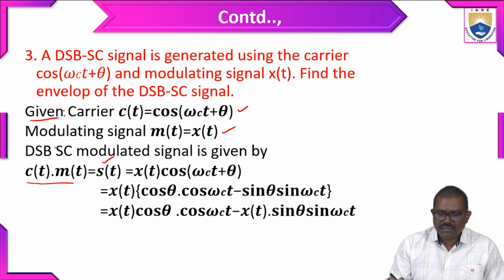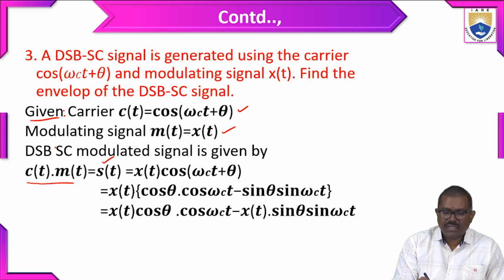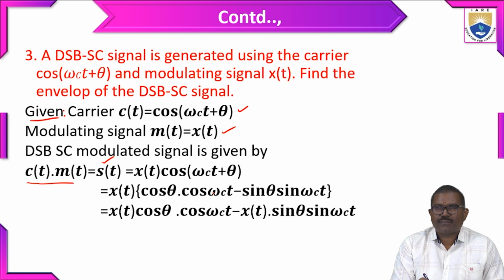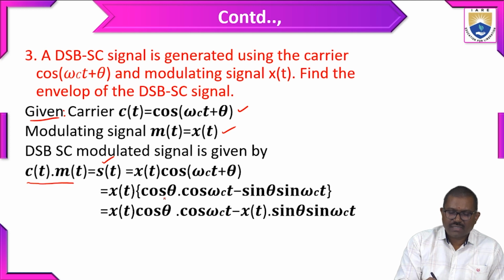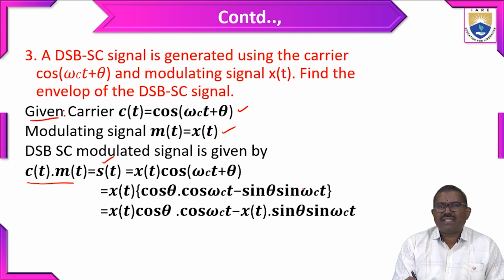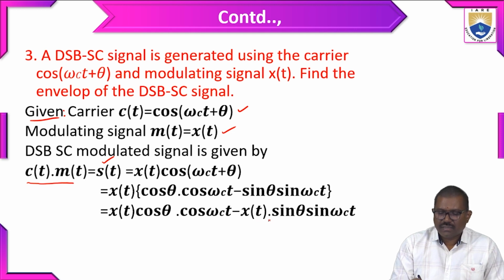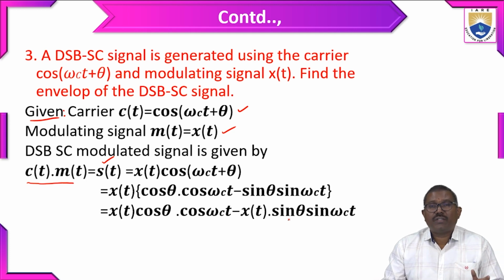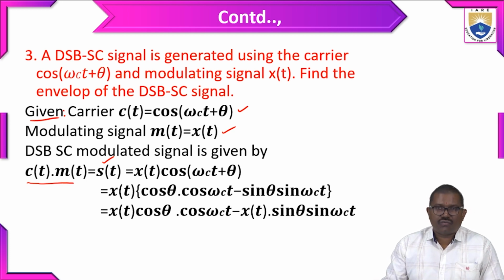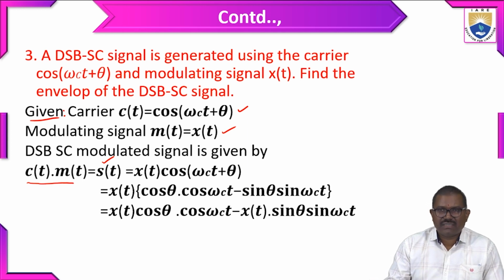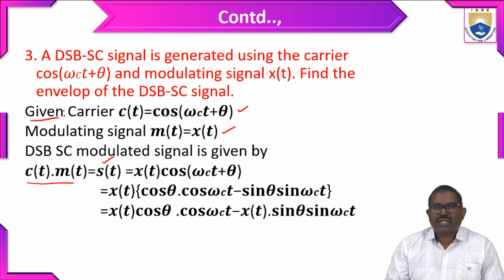So here cos(ωct + θ) is in the form of cos(A + B), which is cos A cos B minus sin A sin B. Here you are going to apply that, giving cos θ cos ωct minus sin θ sin ωct. That means you are going to multiply x(t) inside the brackets also. So finally the value is x(t) cos θ cos ωct minus x(t) sin θ sin ωct.